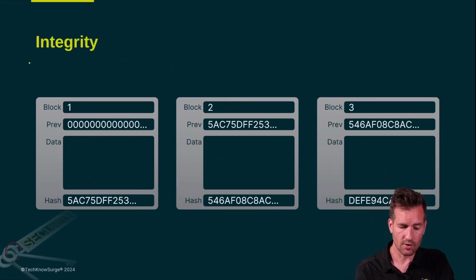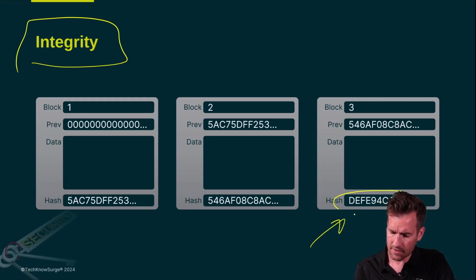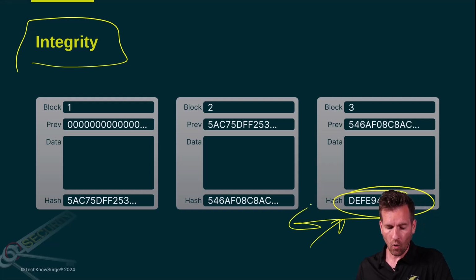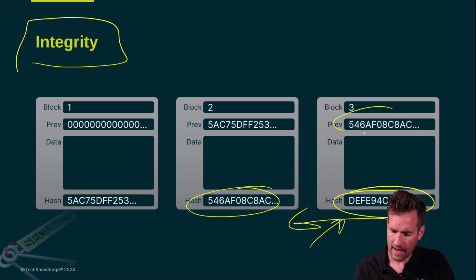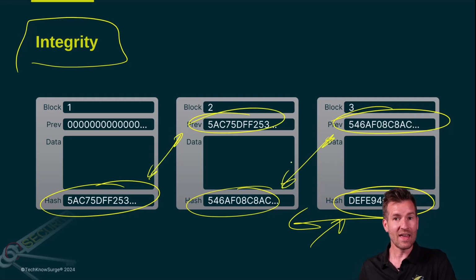This creates a certain amount of integrity because I know if this hash changes, something's been changed somewhere in the history. Or if any of these hashes don't line up between the different blocks, so these would need to match and these would need to match. If those don't match, then it flags that something's been changed and there's an integrity issue with the data.